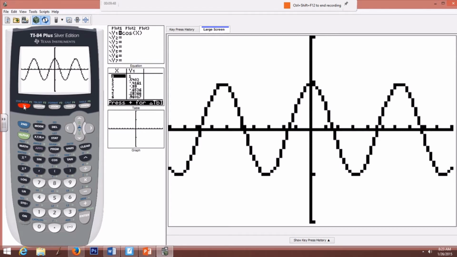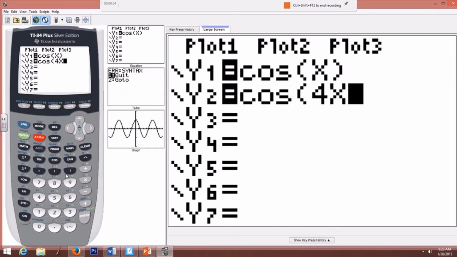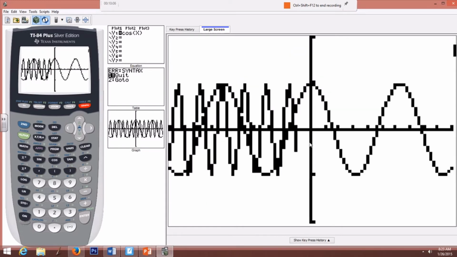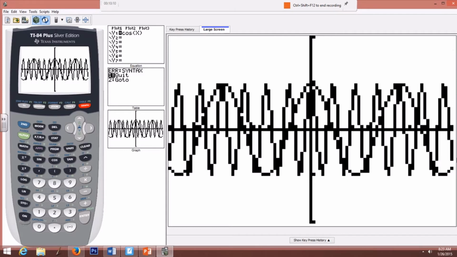Now, what happens when I graph the cosine of 4x? Well, you'll notice that this 4 causes it to be shrunk horizontally by a factor of 4. So you can see from that first one, we get 4 times as many of these loops in the same space as we did for just the cosine of x.